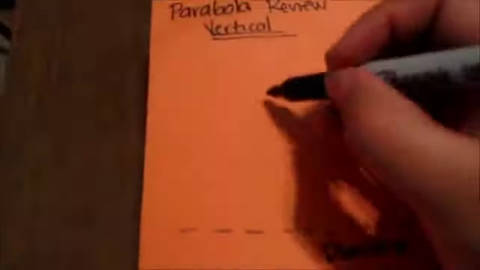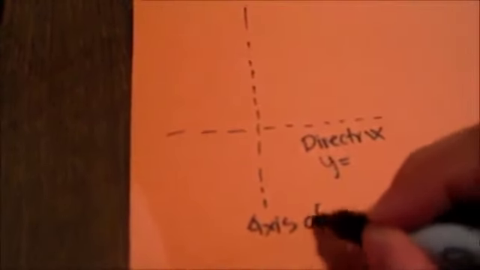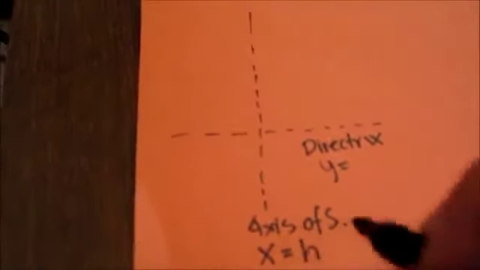Remember, if it is horizontal, it's going to be y equals something, and the axis of symmetry is going to be x equals something, but that something is h from the vertex. You have the axis of symmetry and you have the directrix.